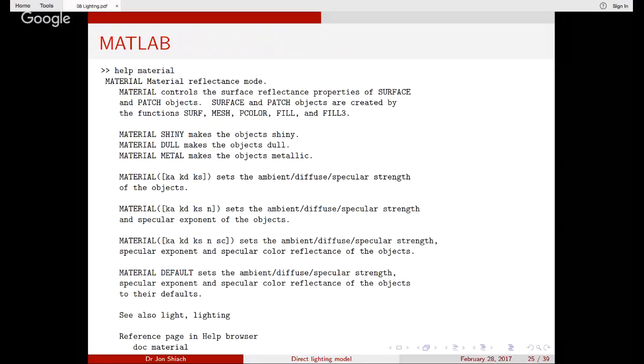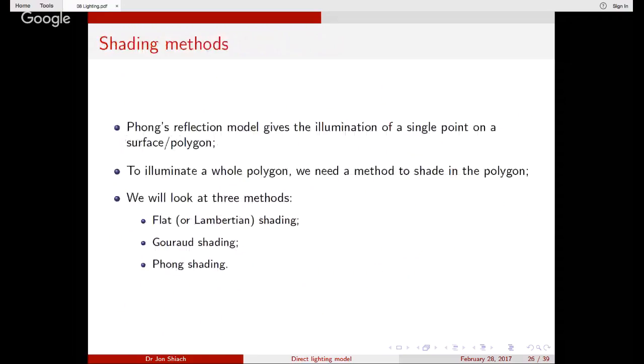You can specify what sort of reflection properties the object has with this material command. It's got some preset values. If you want material shiny, that gives you a shiny object. Material dull, obviously. If you want to set it yourself, you set the ambient, diffuse, and specular coefficients, and also, if you really want to, N there. So you've got some control in MATLAB over how it looks. And that's going on to the next lecture.